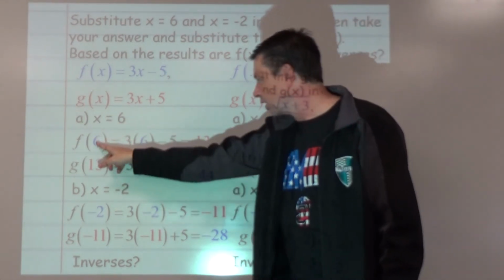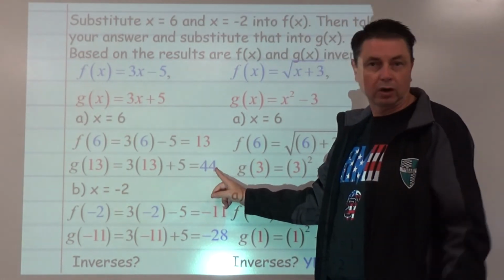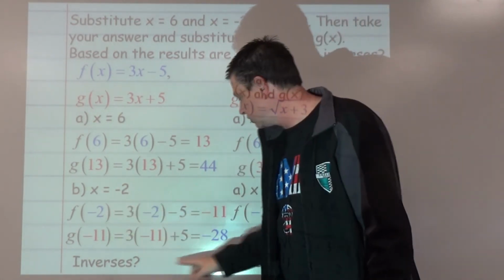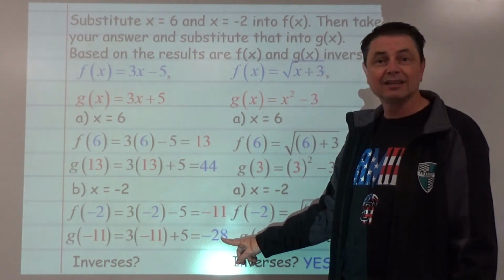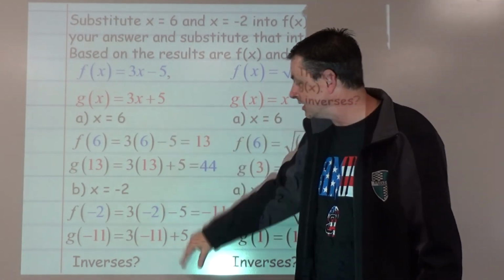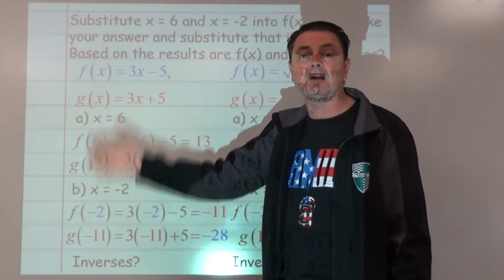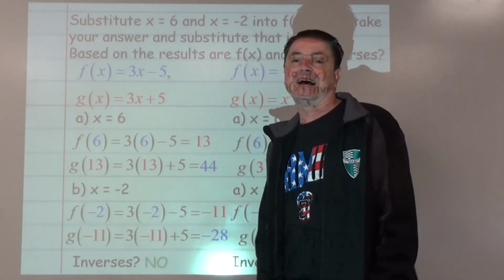Over here, we started with 6, ended with 44. Nothing special. We started with -2, ended with -28. Nothing special. These are not inverses. g did not undo f. That one's a no.